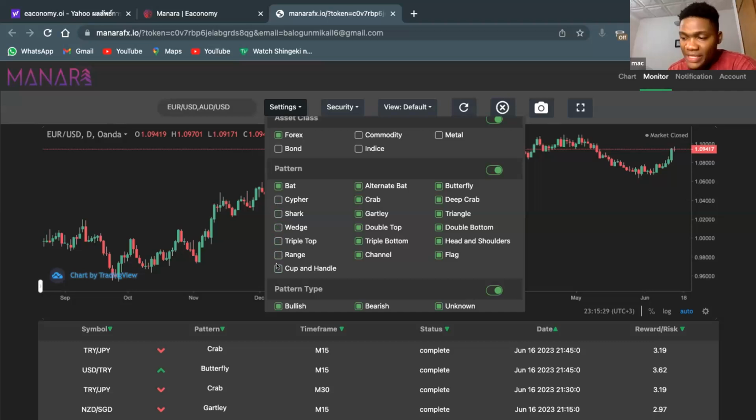The best pattern to use here is the bat and butterfly pattern, right? That's the best pattern to use here if you are in the academy. The academy will always recommend for you to use bats and butterfly, right? Those are the best. Bats gives you an 83% win rate.